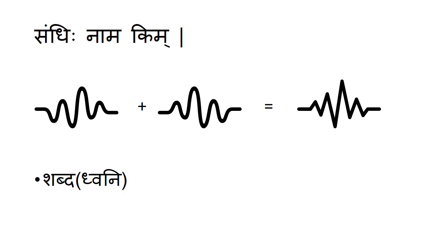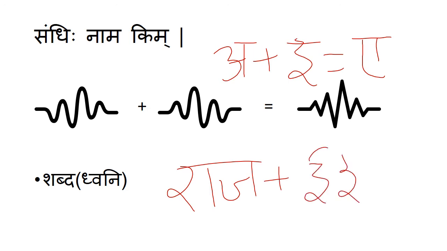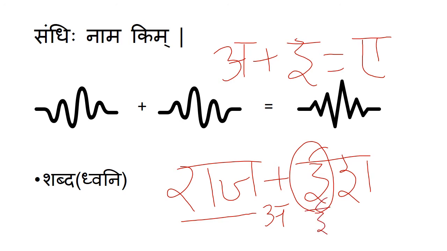For example, A plus E. Let's take an example here. When we say A plus E, when these two sounds are close enough, then the resulting sound changes to A. For example, we'll say Raja plus Isha. Let's take this example. So at the end of this first word, Raja, there is a kara or a sound, and at the beginning of the second word, there is E sound. So these are only the sounds, and we are just writing the sounds in the form of alphabets or letters here.